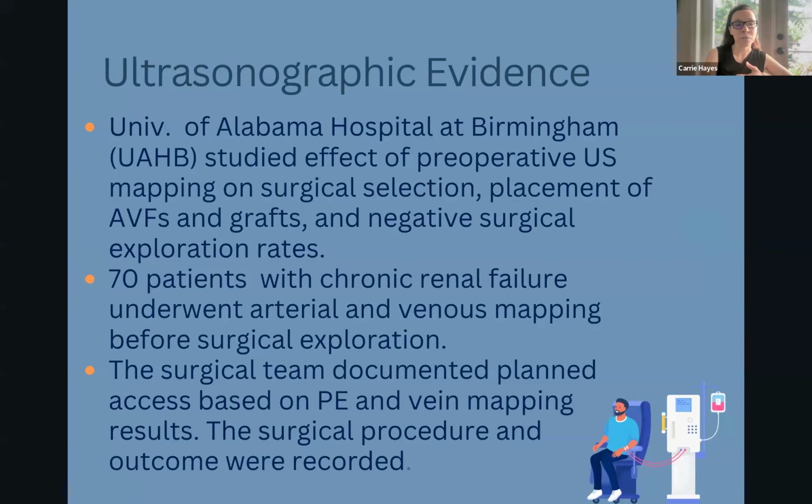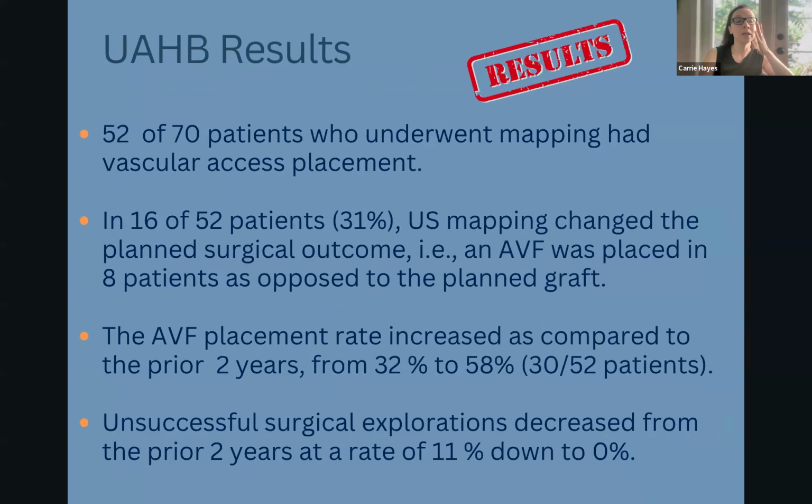The surgical team documented their planned access based on the physical exam and vein mapping results, and then they recorded what was actually done. So 52 of the 70 that were mapped actually had access placed. In 16 of 52, or 31%, the mapping changed the planned surgical outcome. So an AV fistula was able to be placed in 8 as opposed to the planned graft. So that's huge. The AV placement rate increased as compared to the prior 2 years, from 32% to 58%.